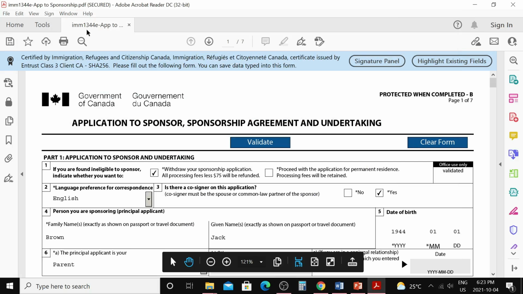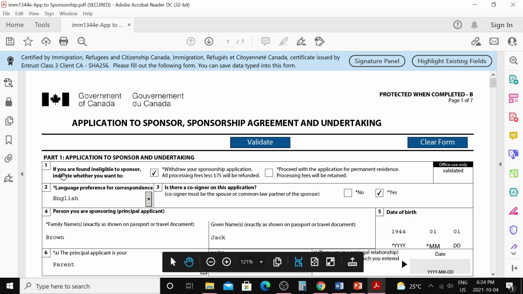Let's start with IMM 1344, Application to Sponsor, Sponsorship Agreement and Undertaking. This form needs to be filled by the sponsor, the person who wants to invite or sponsor their parents or grandparents. How to download this form on your computer, I already told in my previous video. You can go watch that if you need help with that.